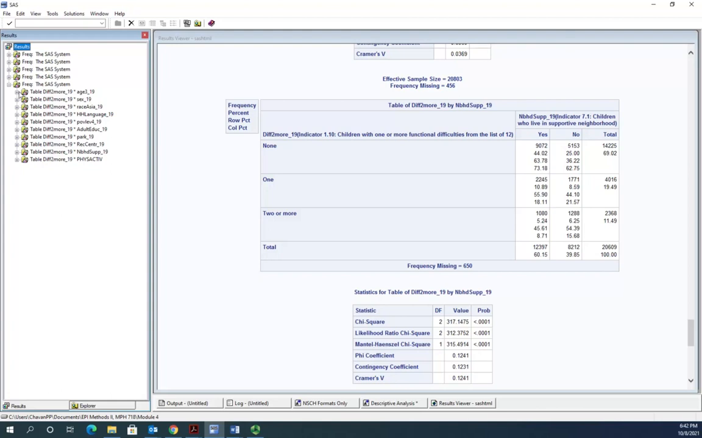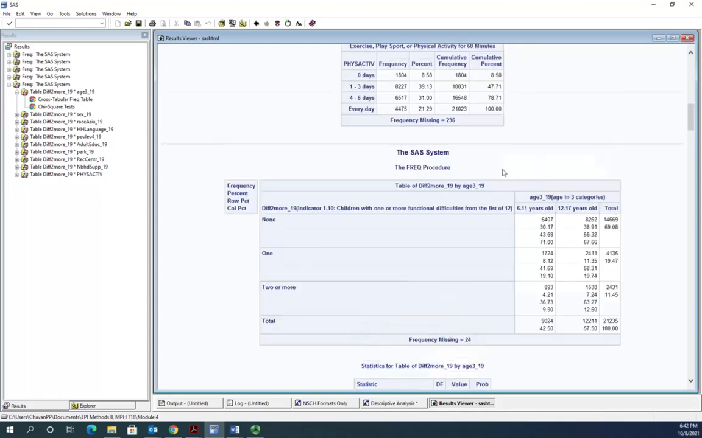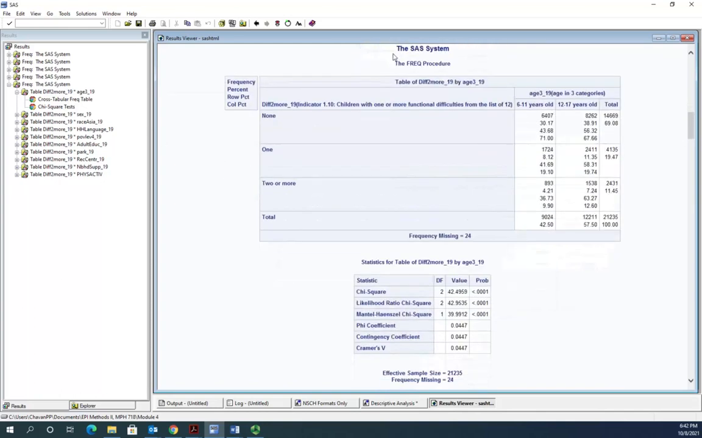So again, you see this plus sign over here, you click on this, and what we want to see is the cross tabular frequency. So once you double click on this, it will directly get you to the beginning of the code. So basically where the SAS code begins with. And whenever the first SAS code begins with, you will see it will say the SAS system.